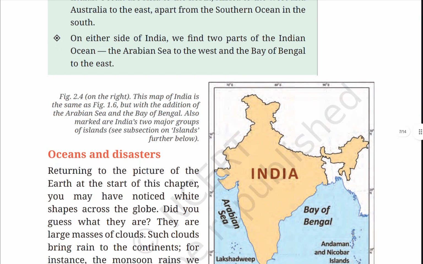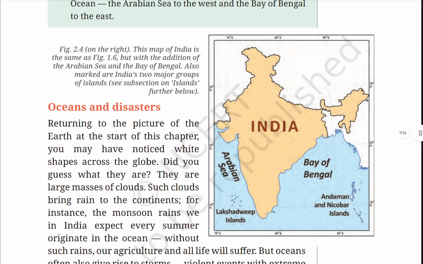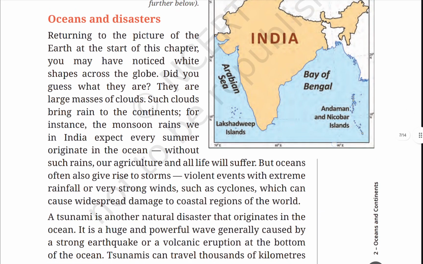Figure 2.4 on the right, this map of India is the same as figure 1.6 but with the addition of the Arabian Sea and the Bay of Bengal. Also marked are India's two major groups of islands, as described in the subsection on islands further below.